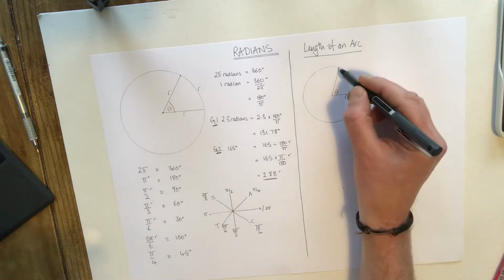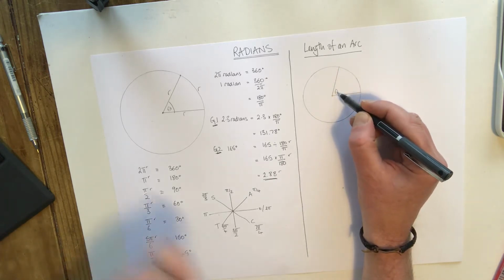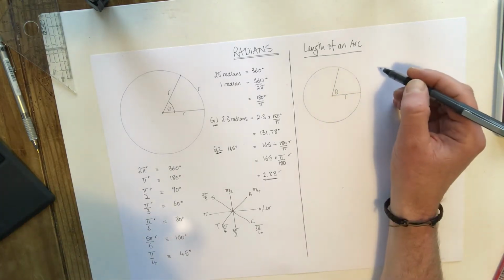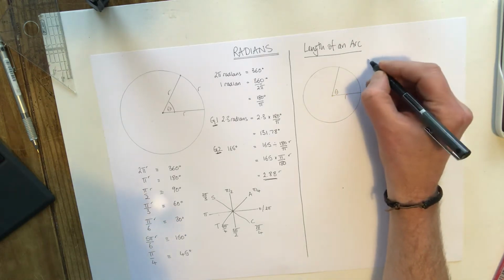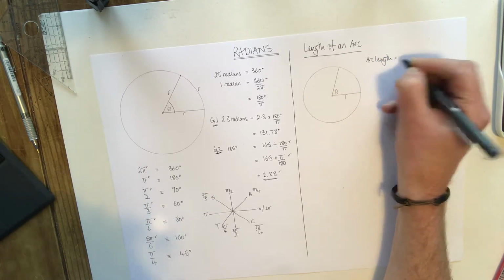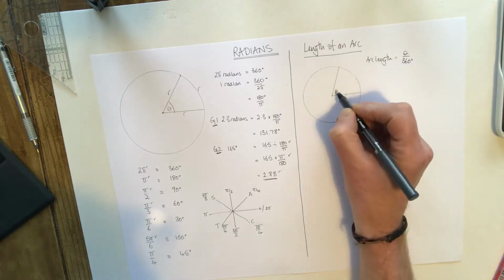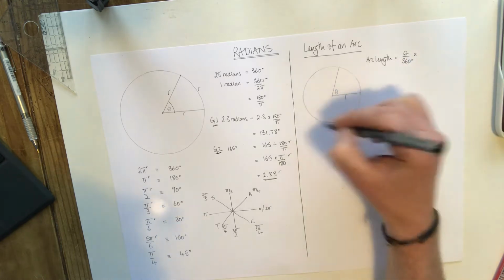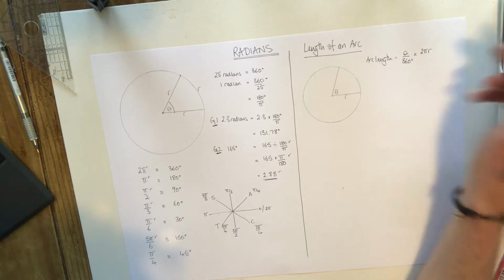Okay, so we're looking at the length of this part of a circle if the angle subtended at the centre is theta and the radius is r. Well, back in year 11, perhaps year 10, when you were dealing with degrees, your formula would have been: arc length is theta over 360, so this angle divided by the complete circle, times the length of the circumference, which is 2 pi r.